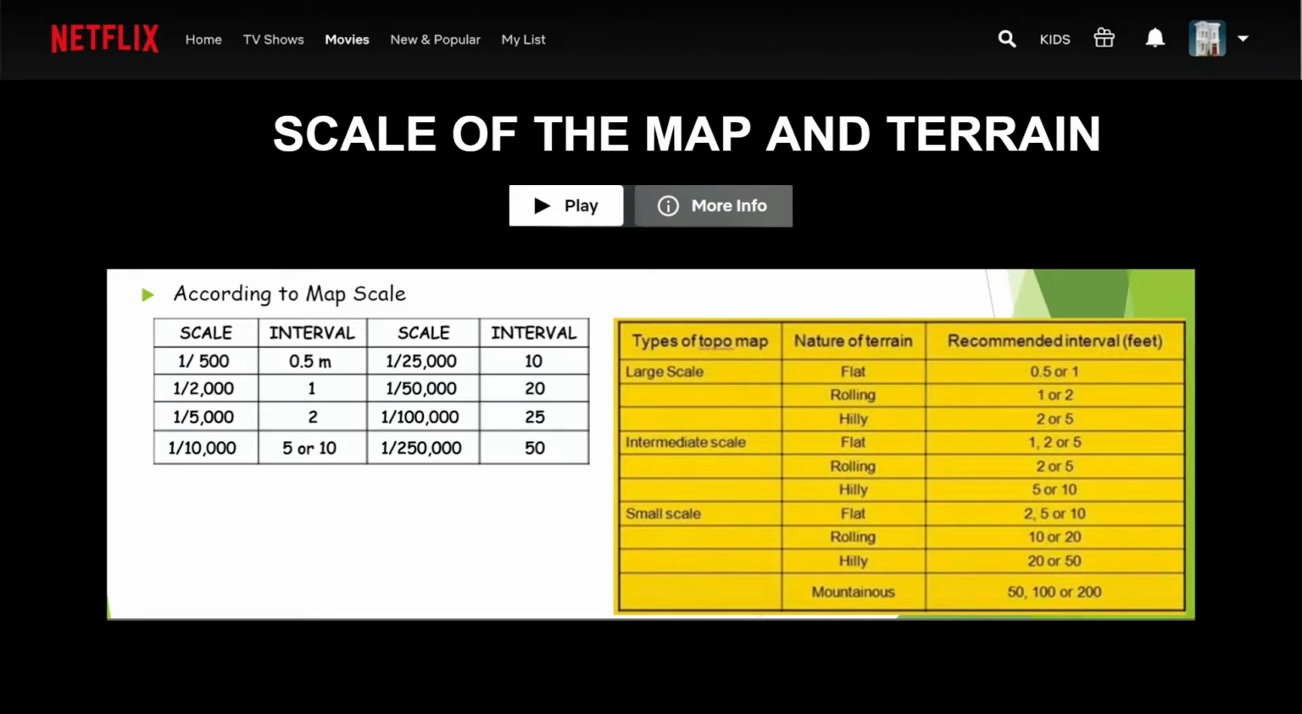Usually the contour interval will also depend on the situation or scenario surrounding the large scale, the intermediate scale, and the small scale topographic map, or the surrounding area or landforms in those maps.